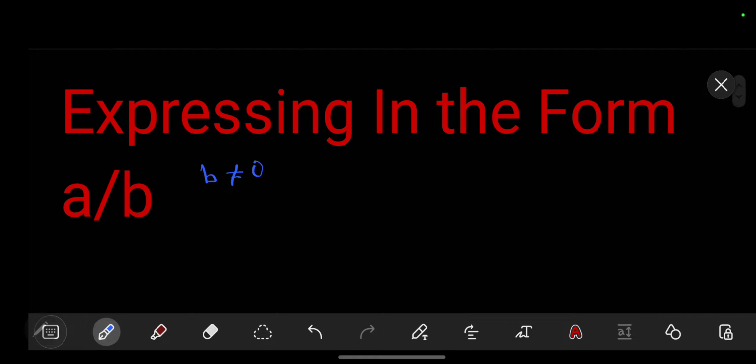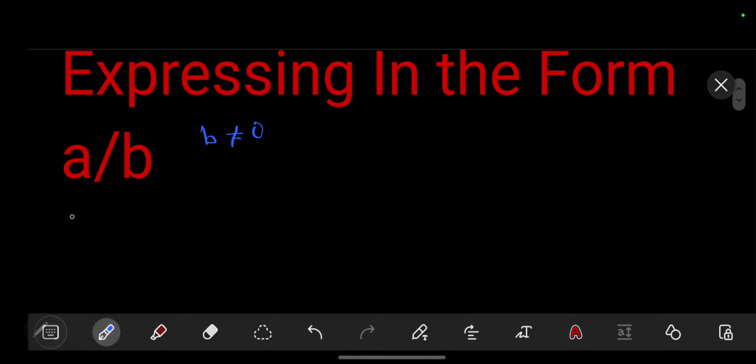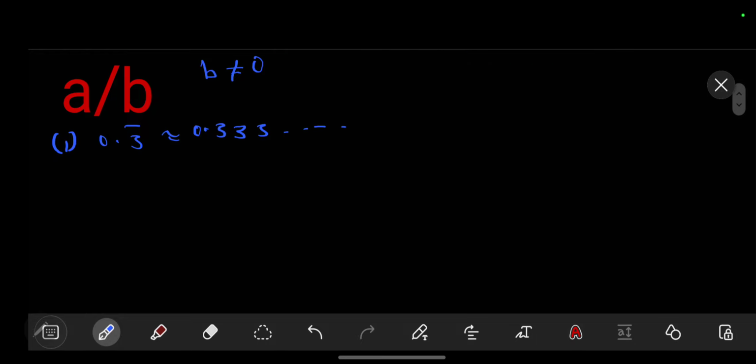So let's look at an example. Let's say we have to express the number 0.3 bar in the form a over b. Now 0.3 bar is the same as 0.333, and we can continue like that. Then how do we express this? So we are going to do this.